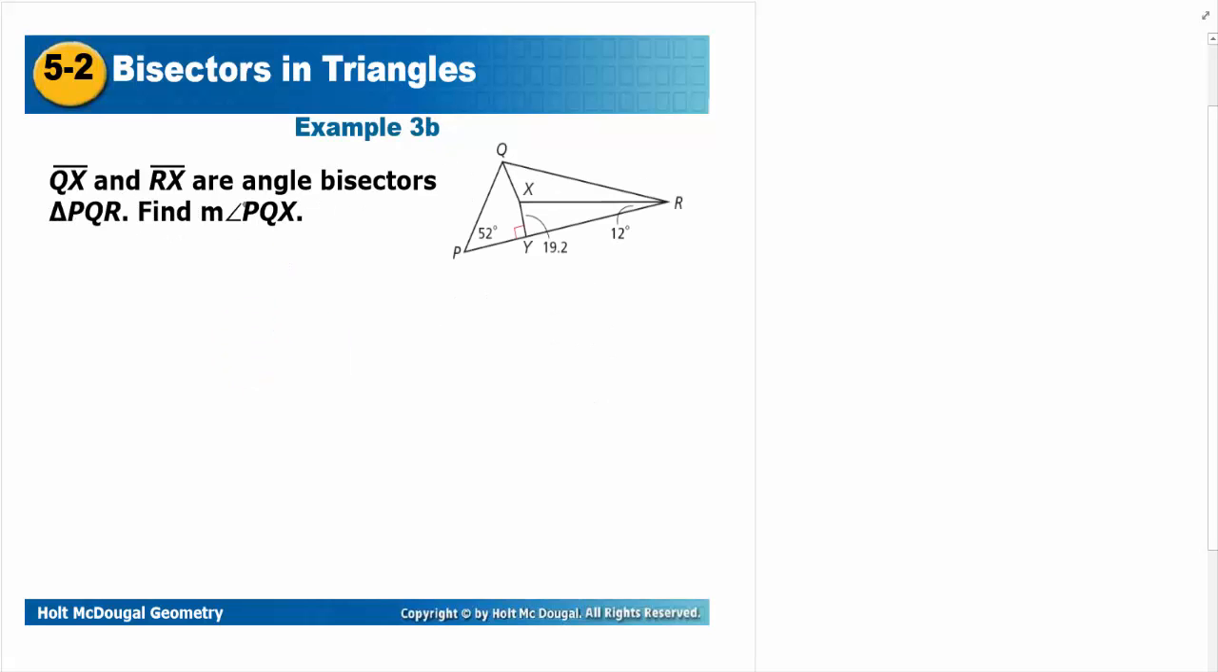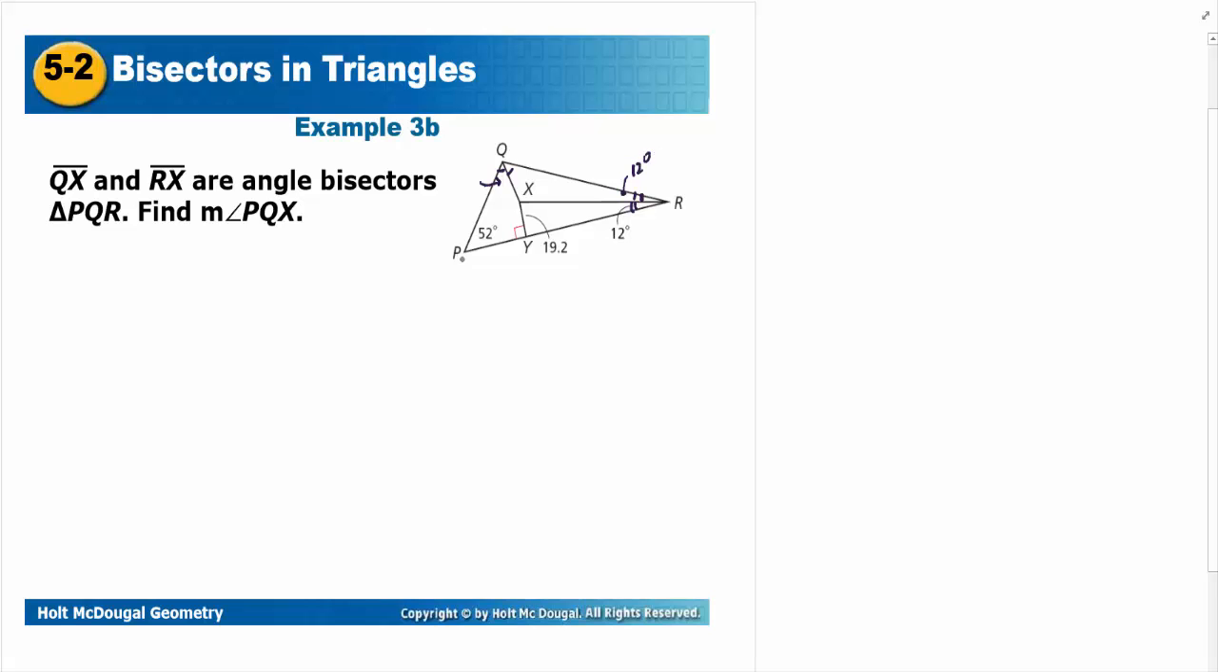Next up, QX and RX are angle bisectors, so it's basically the same figure. I'll use different arcs on this, but there we go. I need to stagger those arcs a little bit. There. Okay, so QX and RX are angle bisectors. Find the measure of PQX. So now I've got PQX, and I'm looking for this angle right here. They're giving me this angle, which is 52 degrees, and they gave me this angle, which is 12. So understand that's 12 as well.